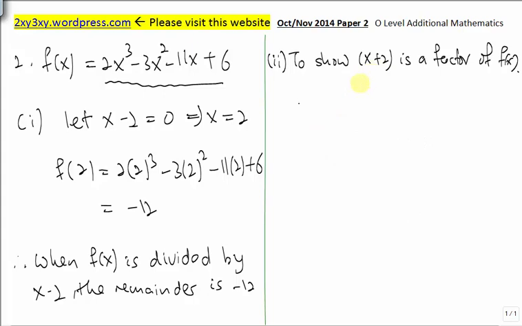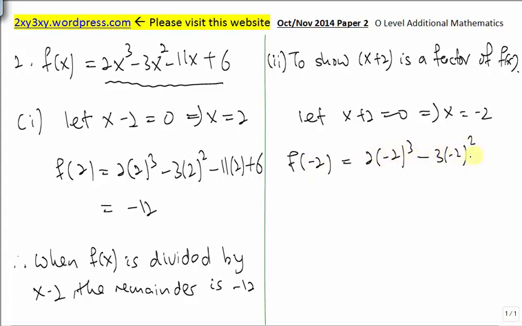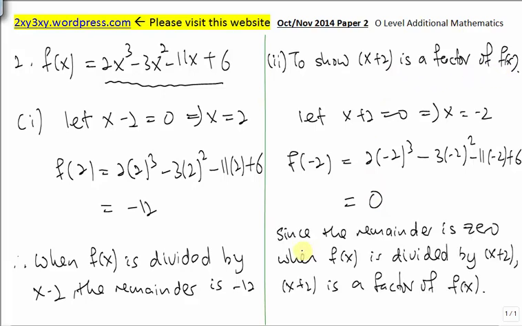So again, to find the remainder, we let the divisor be 0, and we substitute the value of x equal to negative 2 into the polynomial. By working out the value here, it will give us a value of 0. That means if we take f(x) divided by x plus 2, the remainder is 0. Since the remainder is 0, we know that x plus 2 is a factor of f(x). We conclude our answer here.